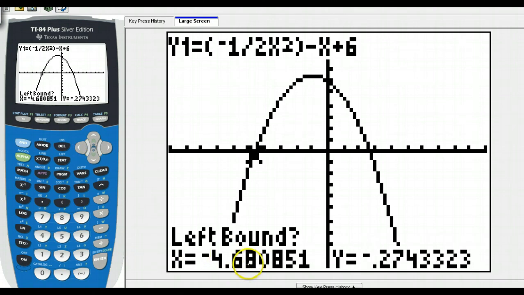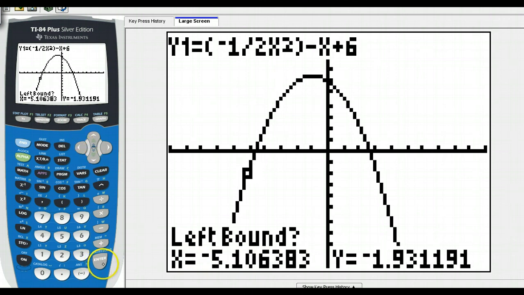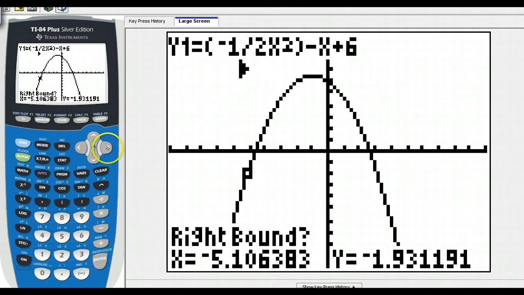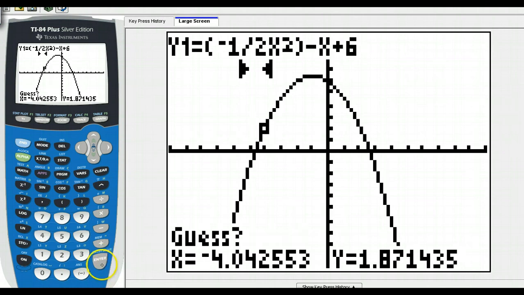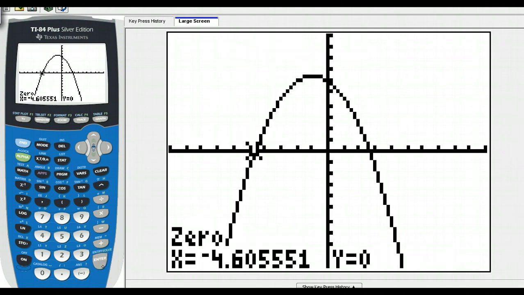Again, it needs a left bound. So I'm going to hit my left arrow 2, 3 times and press enter and go right back to my 0. Now I need a right bound. So I'm going to hit my right arrow key to the right a couple times, press enter and enter one more time. So I've got negative 4.6 and 0.